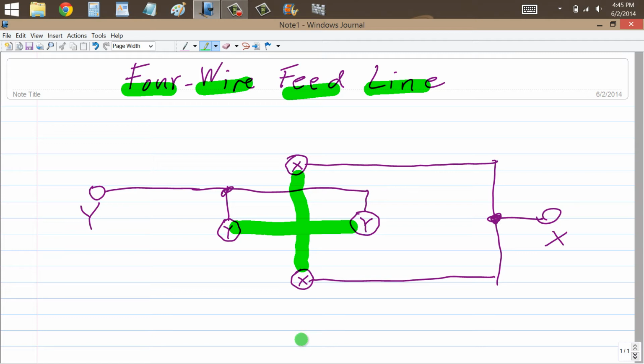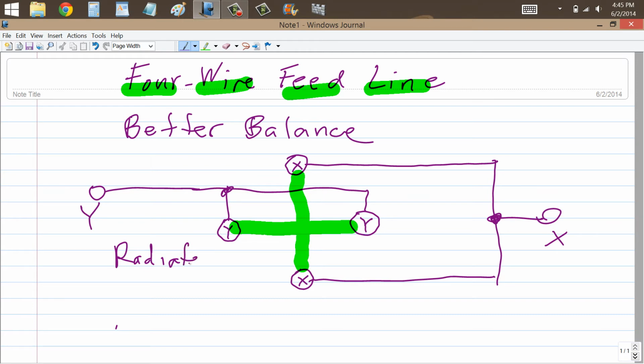There are a couple of things that this line can do that a two-wire line can't. For one thing, it has inherently better balance. It radiates less. Now, this is in comparison to a two-wire ladder line.